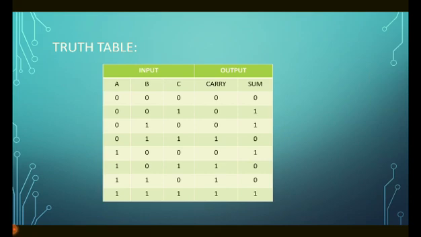When we give input value for A, the output value for sum is given. When we give input value for A and C, we'll get the output value of carry. When we give input value for A, B, we'll get the output value of carry. When we give input value for A, B and C, we'll get both the output value as 1.